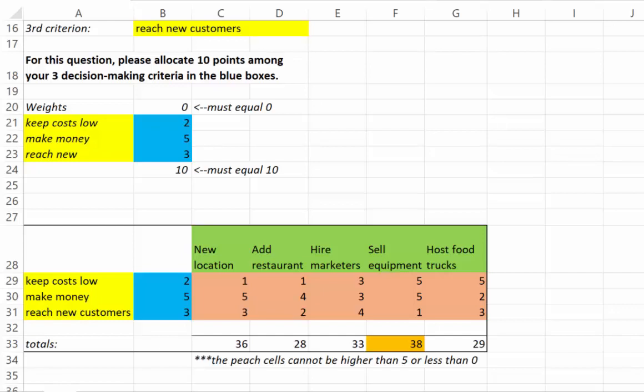In this case, the winner is to sell the equipment to other brewers. A close second is opening a new location. You can see that these answers would change if you specified different criteria or different weights to go with them. You'll use these answers and this sheet to finish off your application reflection in Blackboard.